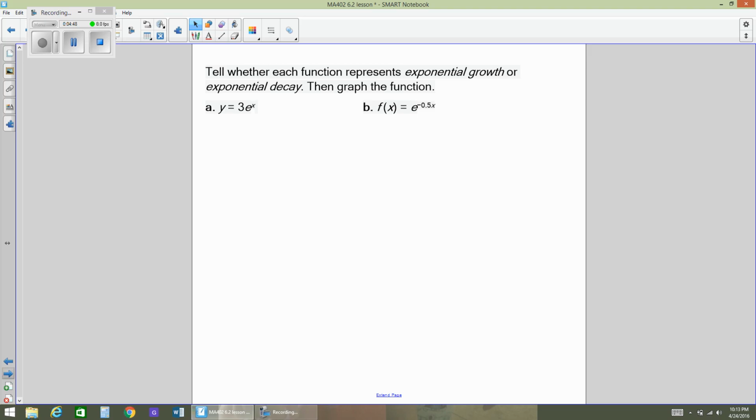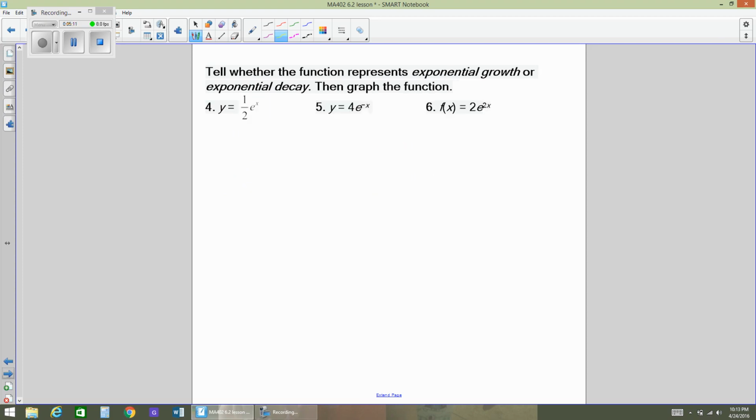Okay, it says tell whether the function is growth or decay. Take a look. You want to be looking up here. That is just an x. So this is growth. This is a negative 0.5x. So that is decay. Again, just look at those exponents. I promise it's that easy. It's a positive x, so you have growth. It's a negative x, that's decay. This is a positive 2, so that is growth.